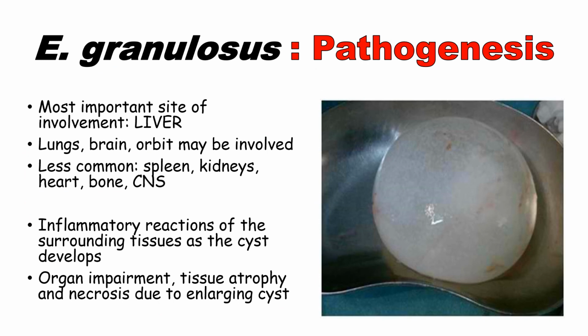For the pathogenesis, the most important site of involvement is the liver. The lungs, brain, or orbit may be involved, and less commonly the spleen, kidneys, heart, bone, and central nervous system. There are inflammatory reactions in the surrounding tissues as the cyst develops, and organ impairment, tissue atrophy, and necrosis due to the enlarging cyst. Definitely, due to the pressure, it might affect the formation or cell division of our cells, so it might cause organ impairment and atrophy.